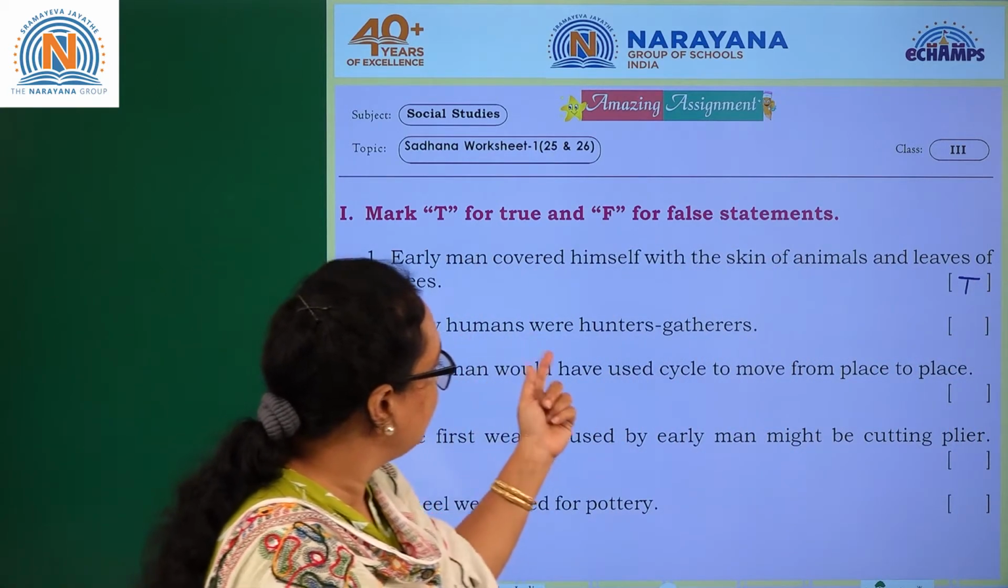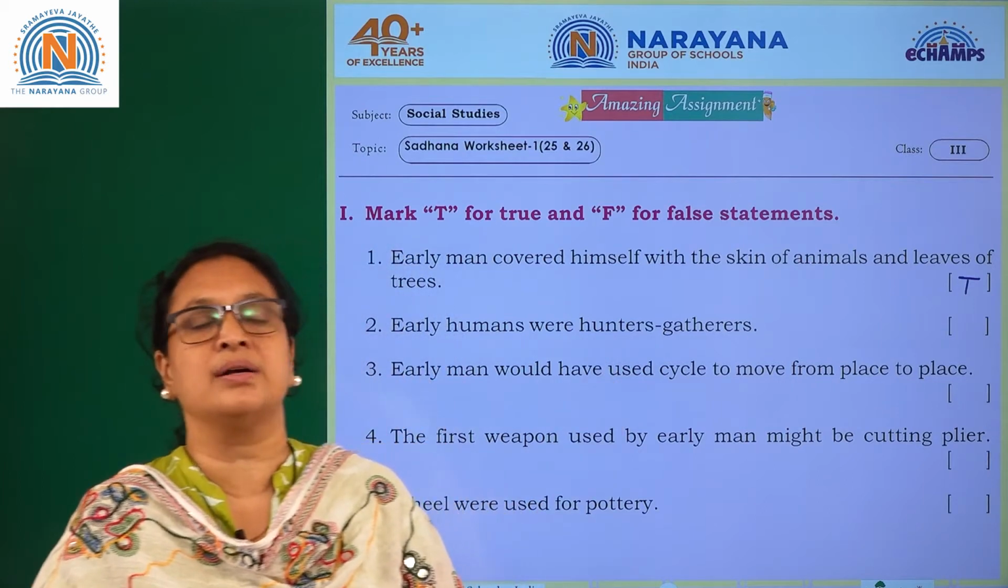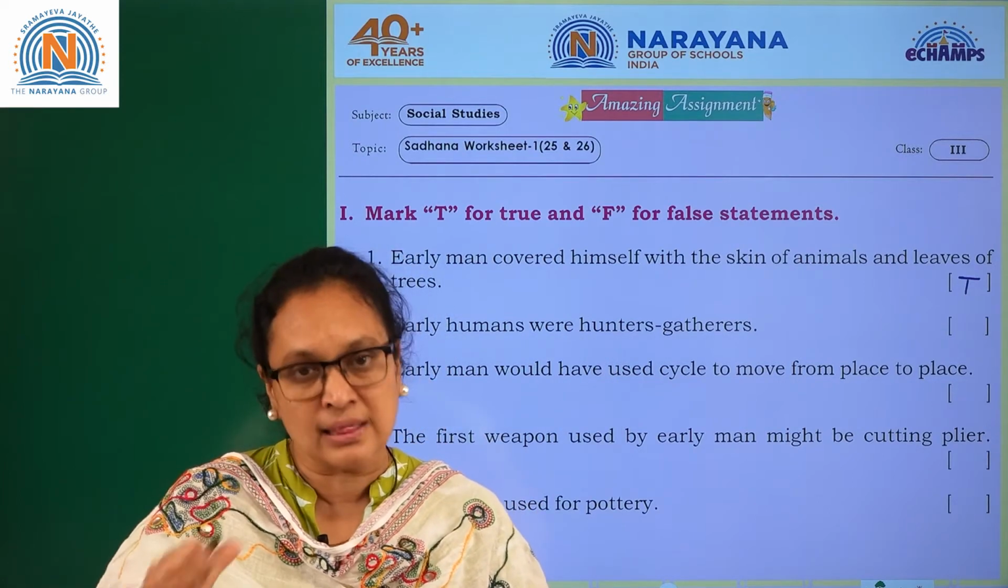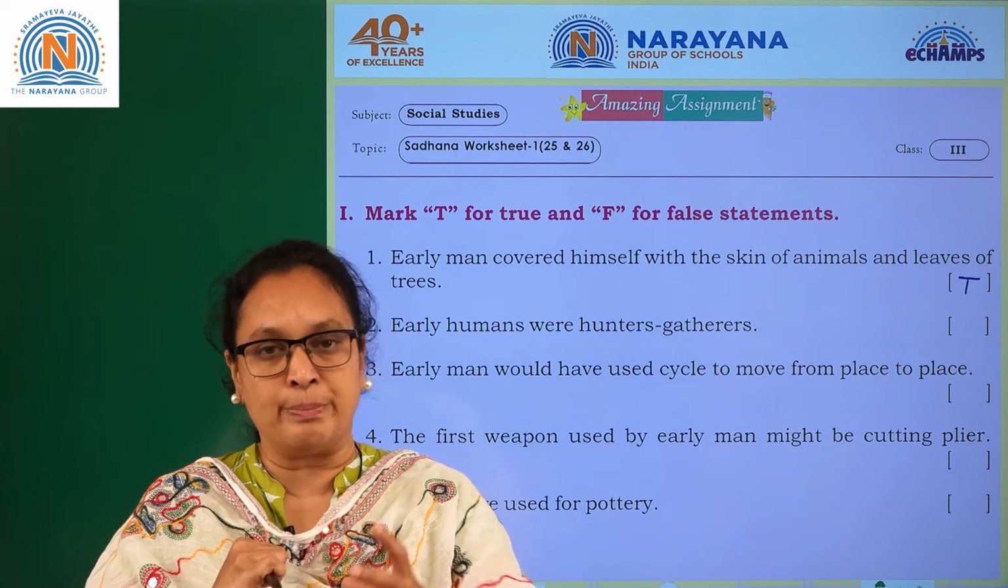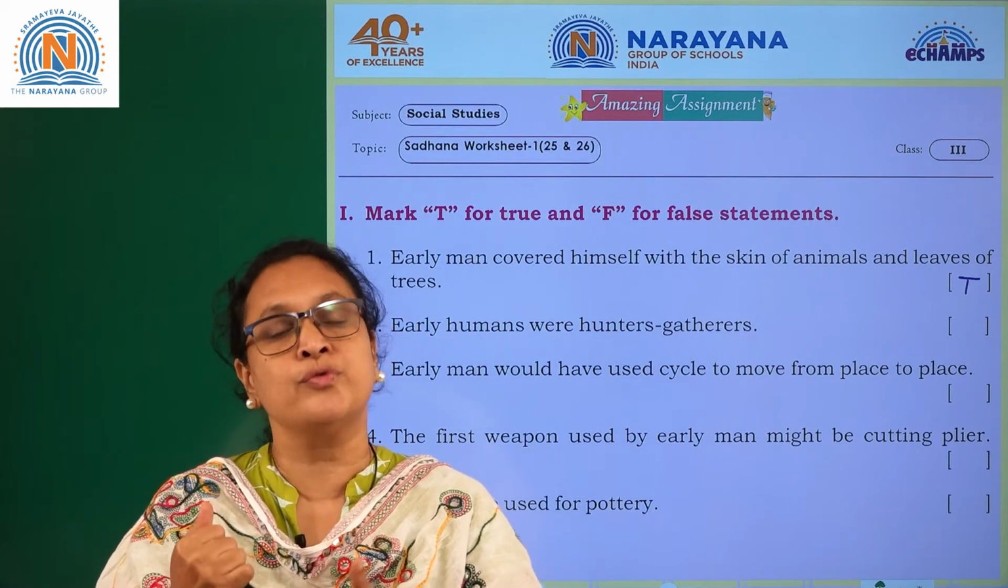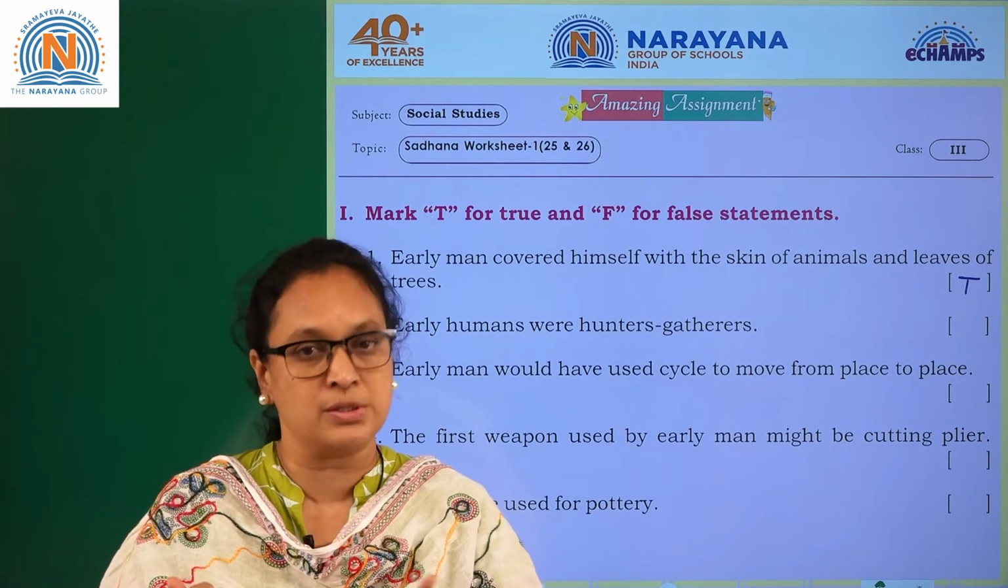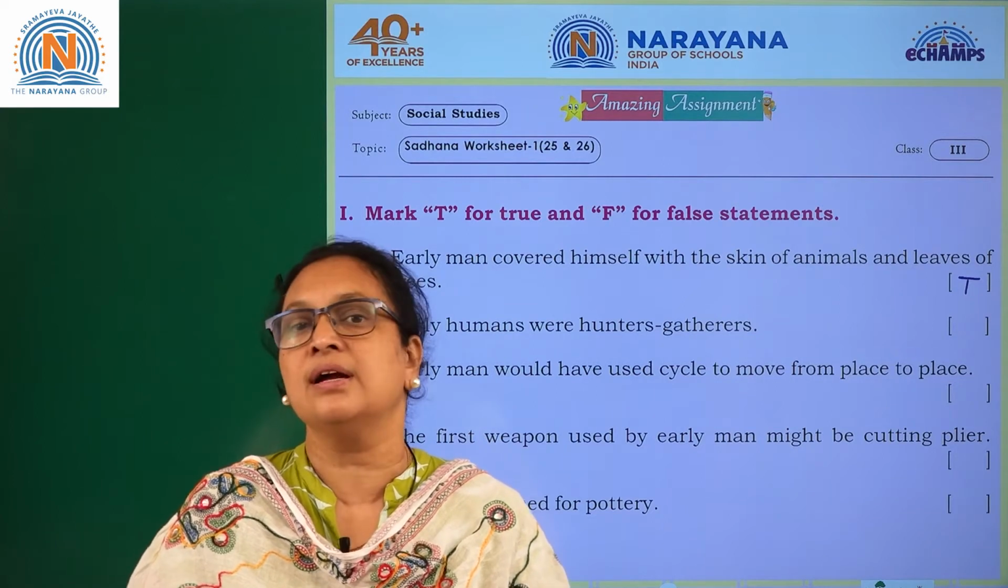Early humans were hunter-gatherers. Definitely they were hunter-gatherers. They used to kill the animals with the weapons, and the weapons were also made up of stone. That's what we call as Stone Age period, right? So they were definitely hunter-gatherers.